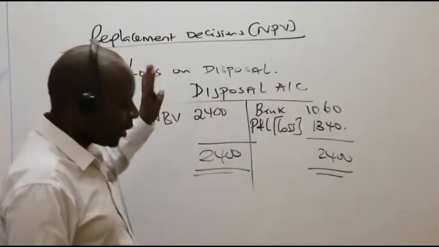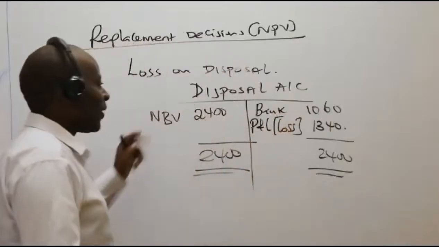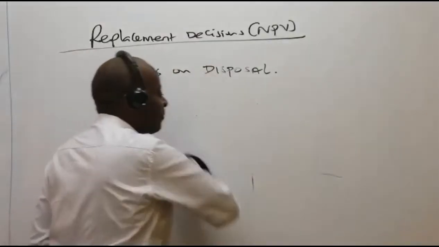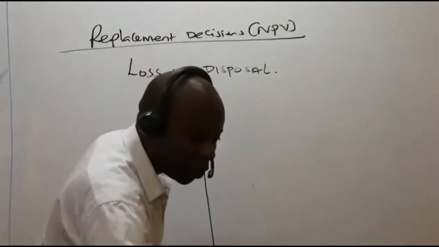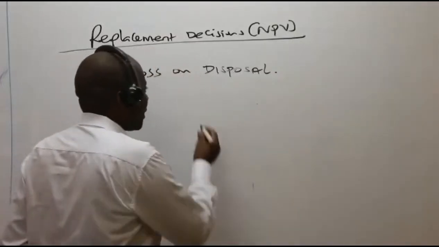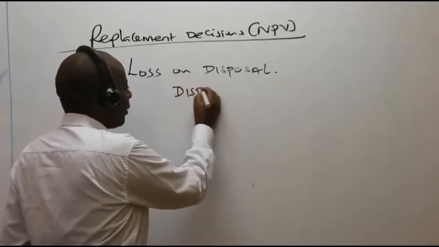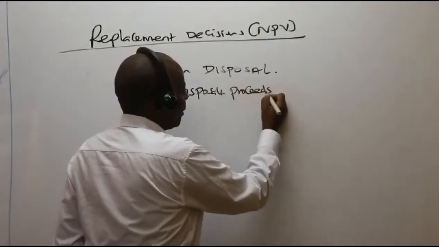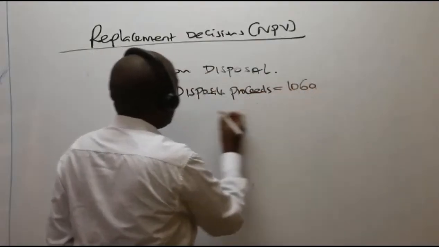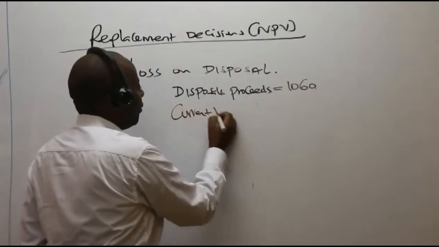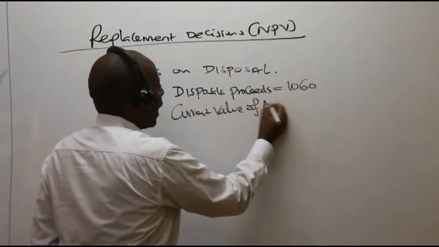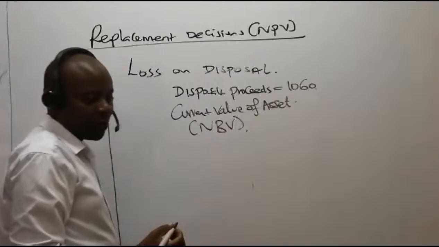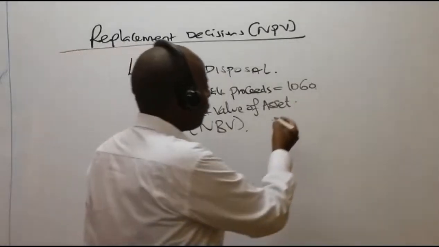Of course, I don't expect you to do this in financial management. In financial management, if you do it this way, I'll not be very happy with you. What we normally do is to compare two things. We compare the disposal proceeds of 1060, and then we look at the current value of the asset, as measured by the net book value. The net book value here, you guys gave me a figure of 2,400.